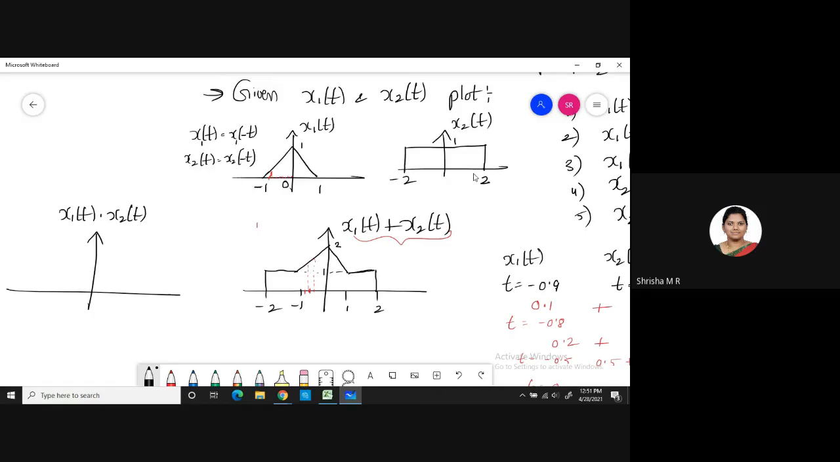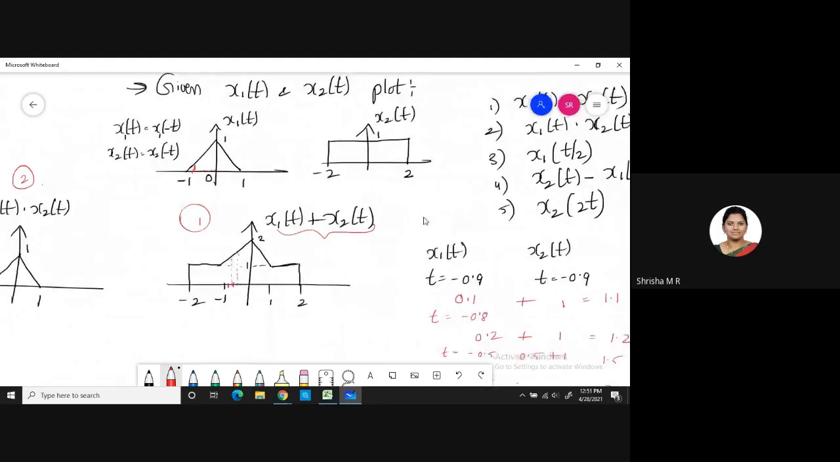Here also, from t equal to 1 to 2, the amplitude is 1, whereas in x1 of t from 1 to 2, it is 0. So 0 into 1 would be 0. So you get back the same waveform as x1 of t, that is -1 to +1 with an amplitude 1. Got it, everyone? This is your second waveform which they asked you: multiplication of signals. The first was addition of two signals.